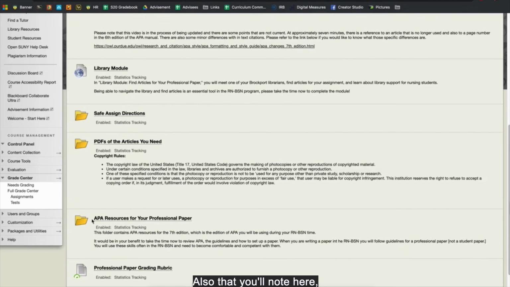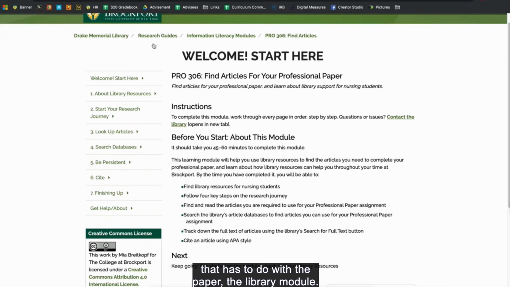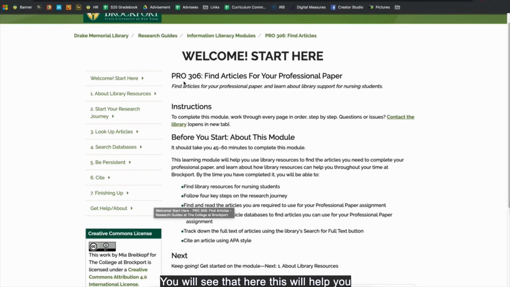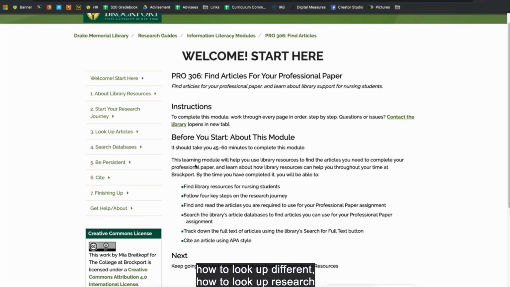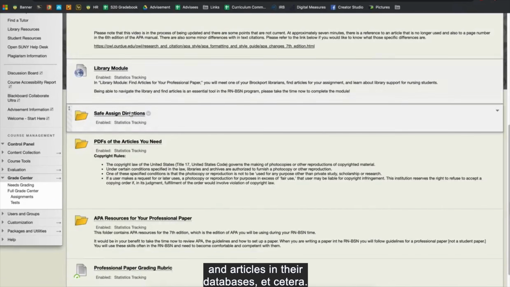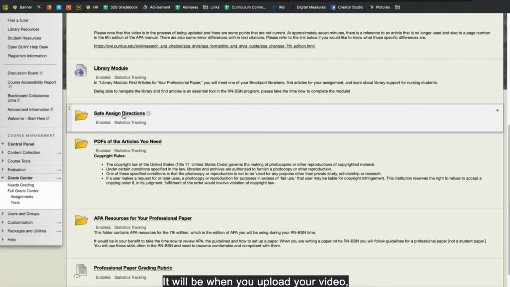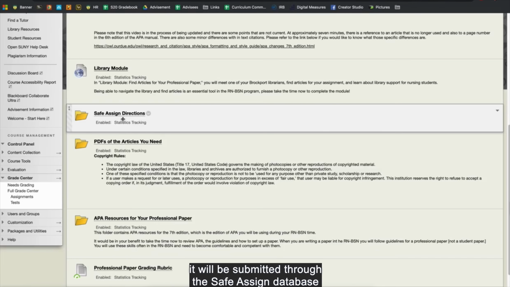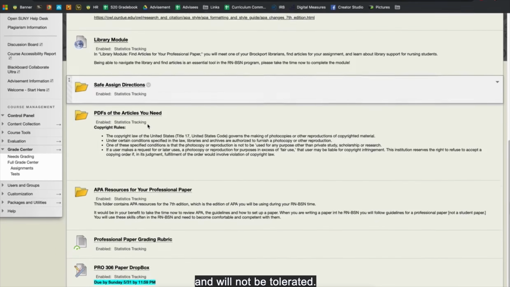Also, you'll note here the library module. You will see that here. This will help you get acquainted with the library, how to look up research and articles in their databases, etc. We use SafeAssign here. When you upload your video, it will be submitted through the SafeAssign database that looks for plagiarism. Please do not plagiarize. You have all taken the Indiana plagiarism tutorial as well. Plagiarism is taken very seriously in our department and will not be tolerated.